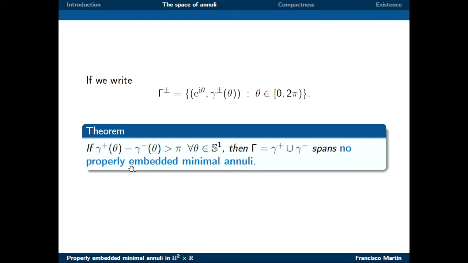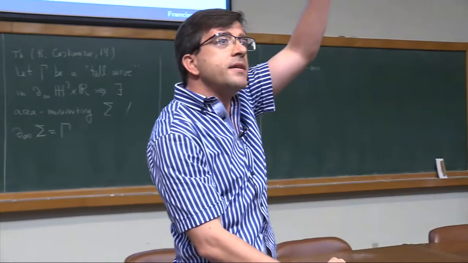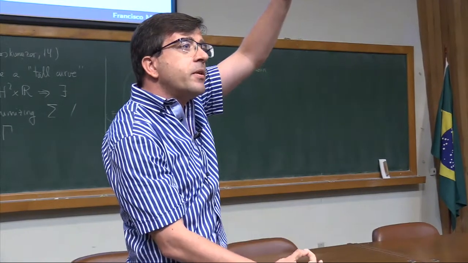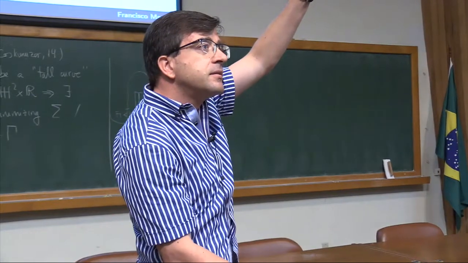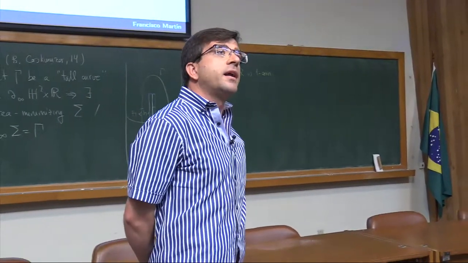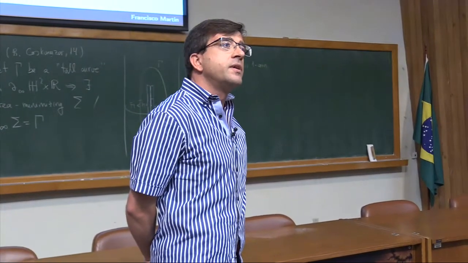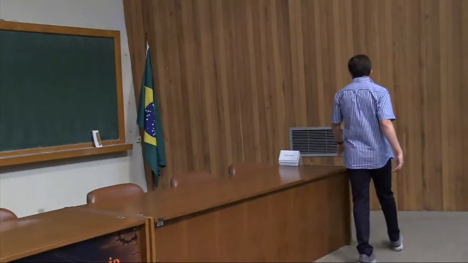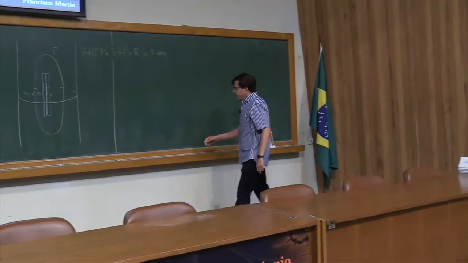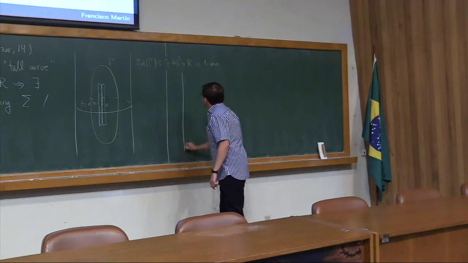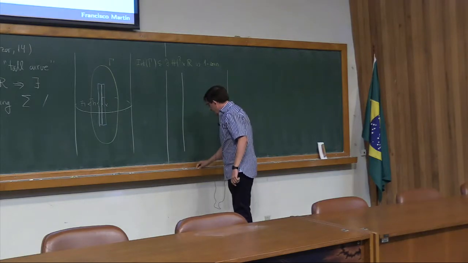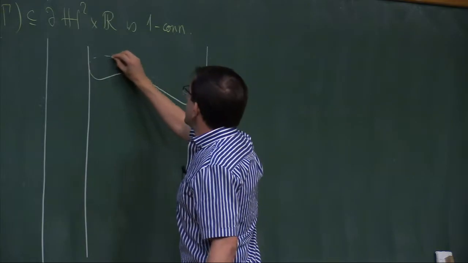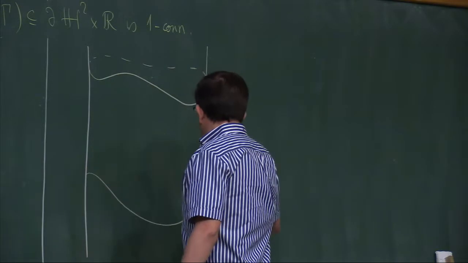So the first theorem is a non-existence result. If you have two curves so that the pointwise distance between two points in the same vertical is more than pi, this quantity is bigger than pi, then you cannot find an annulus bounded by these curves. Well, this is a corollary of something more general, but this is quite simple to prove. So imagine that you have two curves like the one in the theorem. So you have one curve here and another curve here.